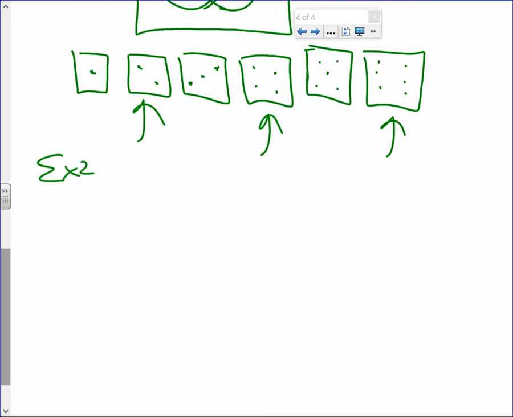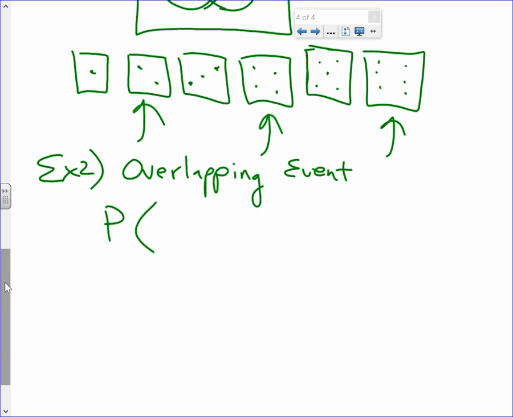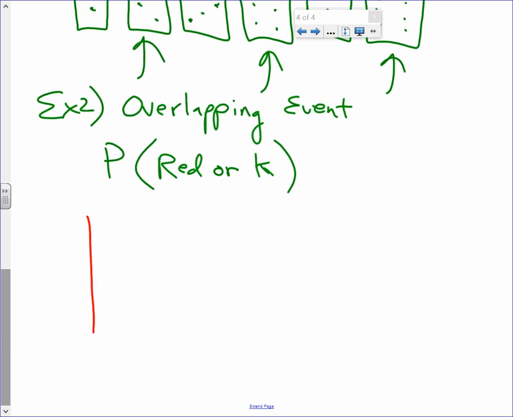Put example 2, overlapping events. What's the probability, with a deck of cards, of getting a red card or a king? So it's on the note section. What's the probability of me getting a red card or a king? Let's go ahead and draw a Venn diagram.